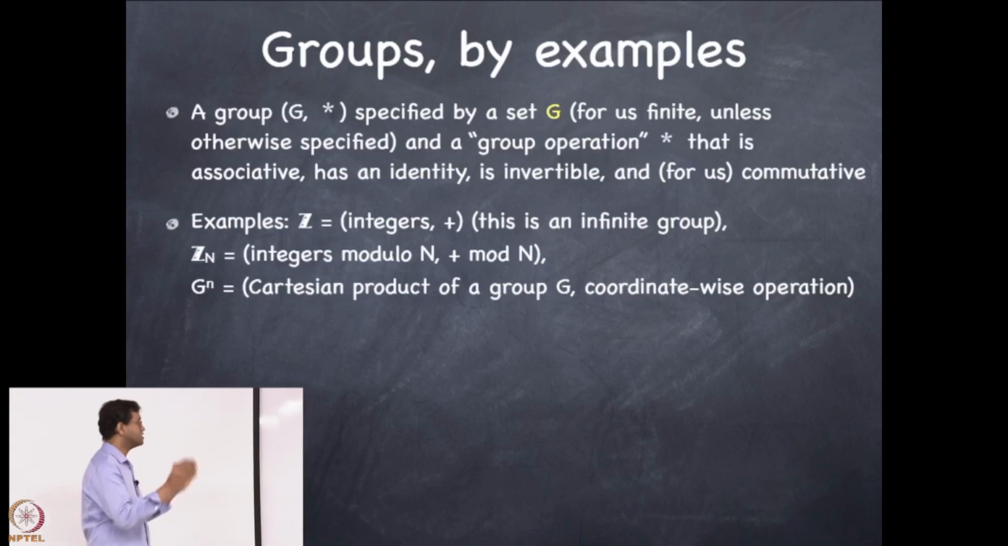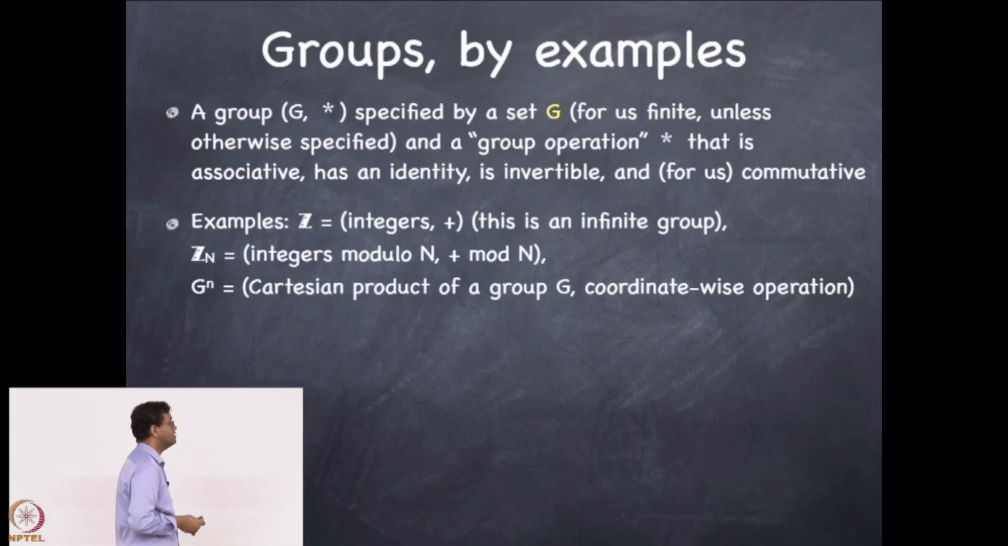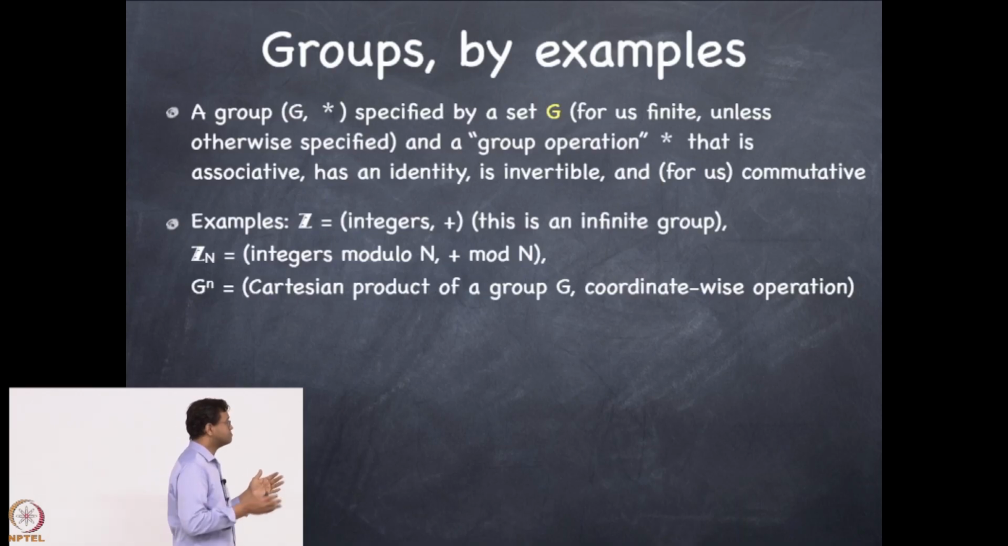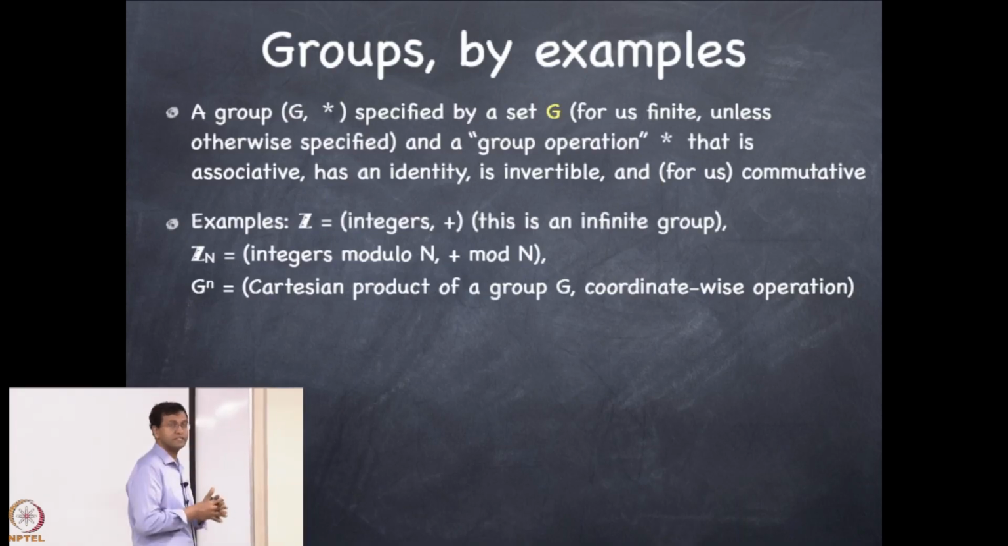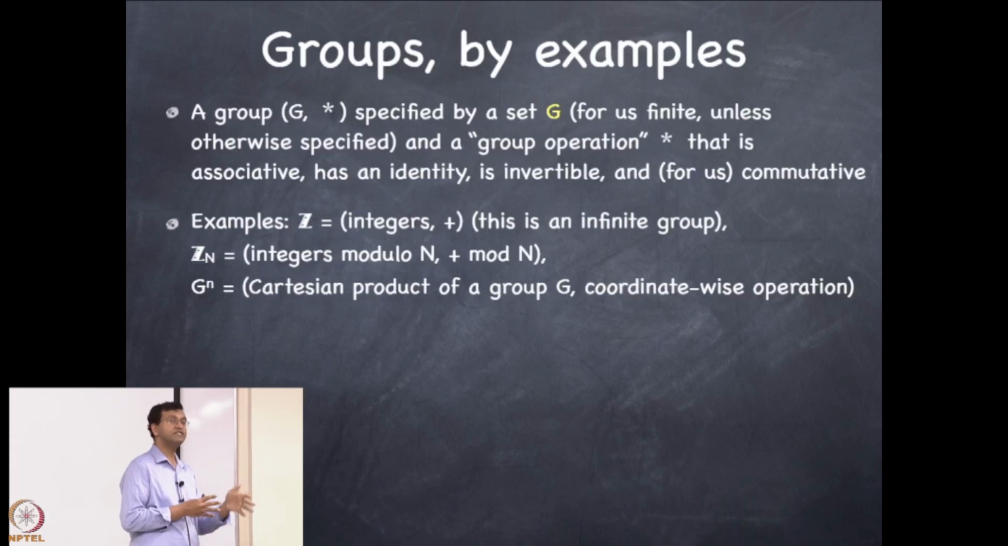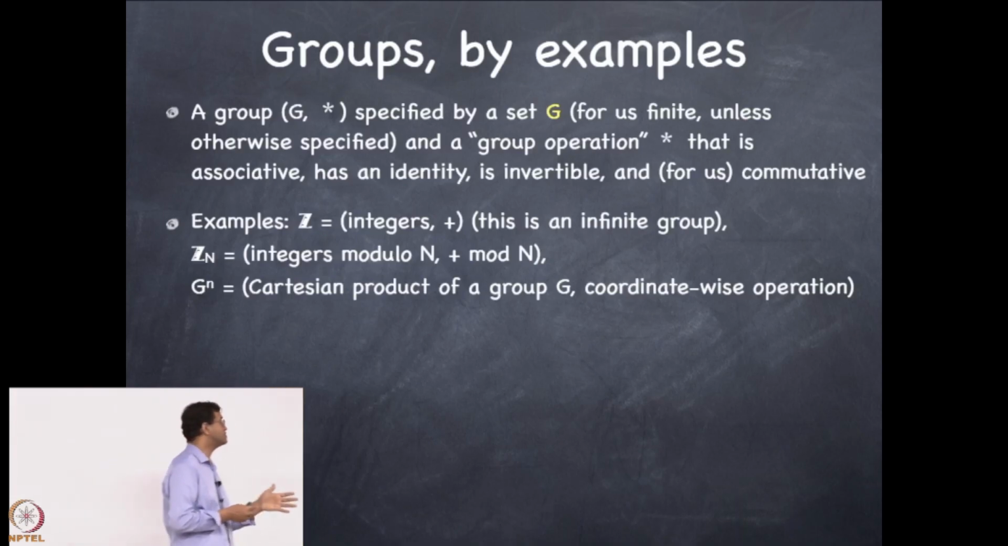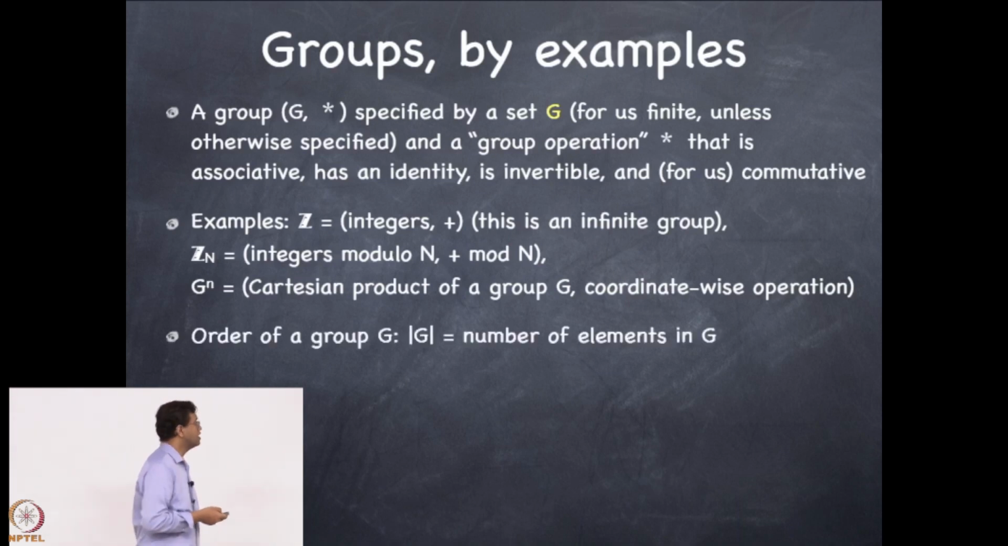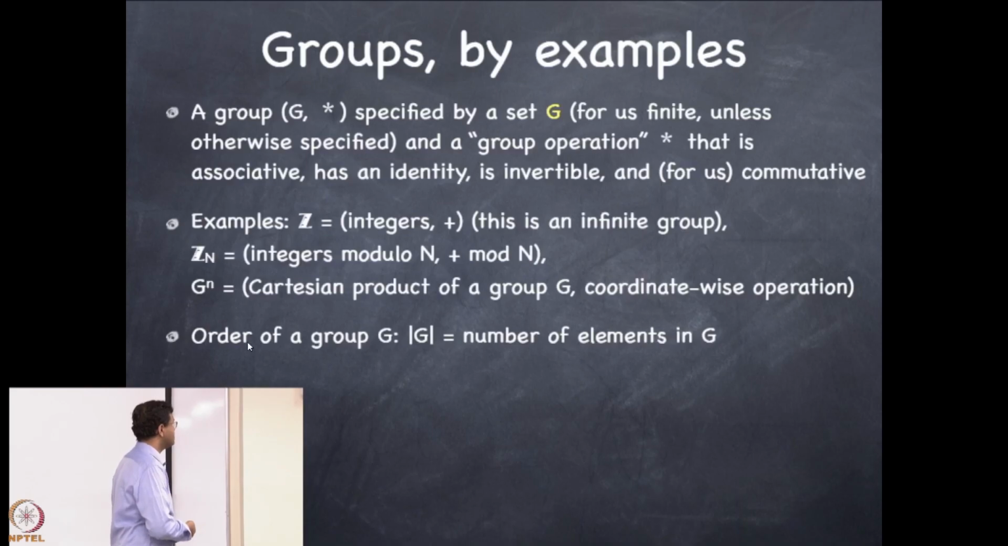So the length is fixed, some n here, and the addition is just bitwise XOR, and every element is its own inverse. So that's another example of a group.